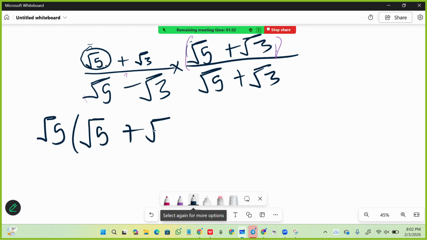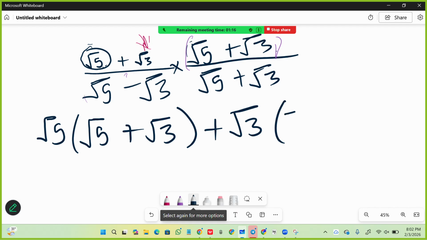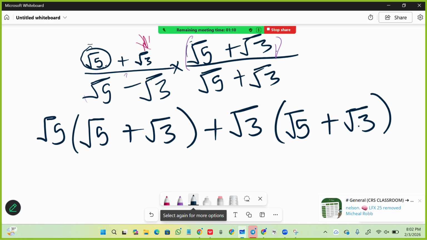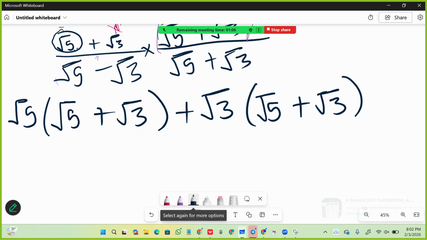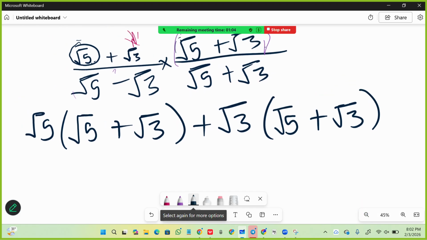plus root 3. Then you pick this one next, and it becomes root 5 plus root 3, open bracket. Use it to multiply everything here also: root 5 plus root 3. Do you get that? Yeah, so that's it. Once you use this first one to multiply this one, and use this one to multiply this one, you are about to solve it.